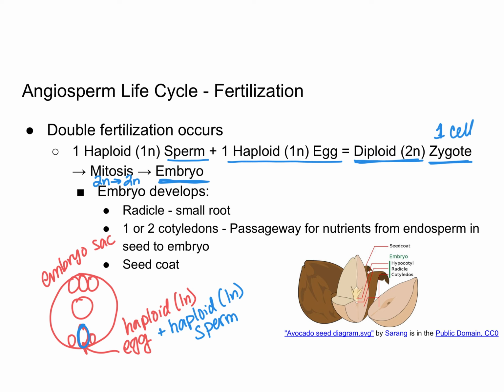So within this embryo, there is a radicle that develops, which we can see right here, which is a small root. There will be 1 or 2 cotyledons, which we will talk about a little bit more when we talk about monocots and dicots. But essentially, these are just passageways for nutrients from the endosperm to the seed in the embryo. And so you can see those here. And then the seed coat, which makes up the outside protective layer of the seed.